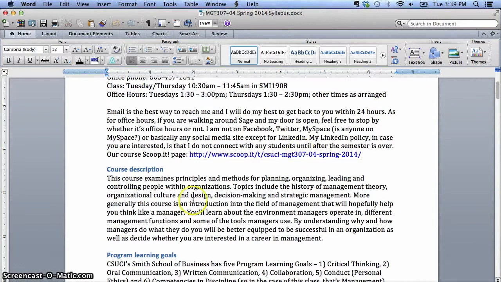You can see here in the course description that this course examines principles and methods for planning, organizing, leading, and controlling people within organizations. Topics include the history of management theory, organizational culture and design, decision-making, and strategic management.